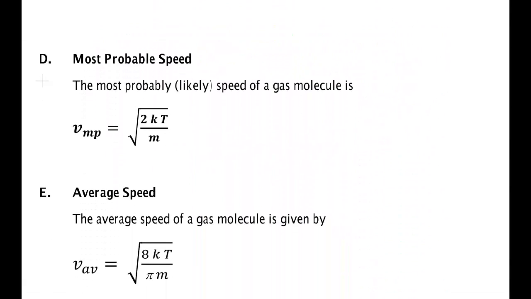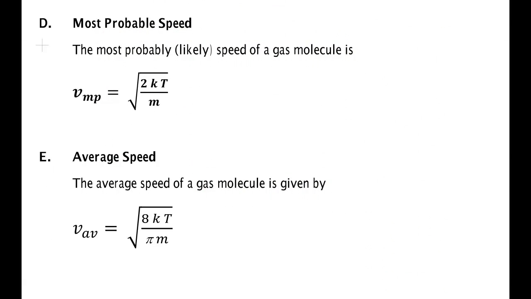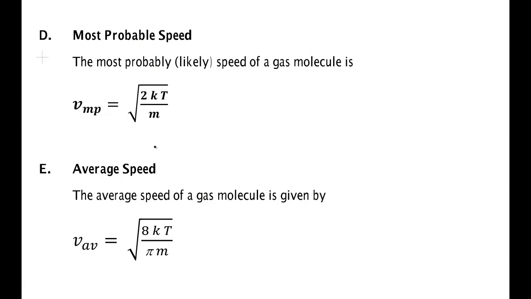Another speed that's important is the most probable speed. This is the point of the peak. It depends on the square root of 2kT over m. And last but not least is the average speed of a gas molecule. And if you did the statistics, it can be shown as being the square root of 8kT over πm. Notice that all speeds go down by the square root of m. So if you have 4 times the mass, you're going to have half the average speed, half the most probable speed, and half the RMS speed. They all go up as the square root of T.